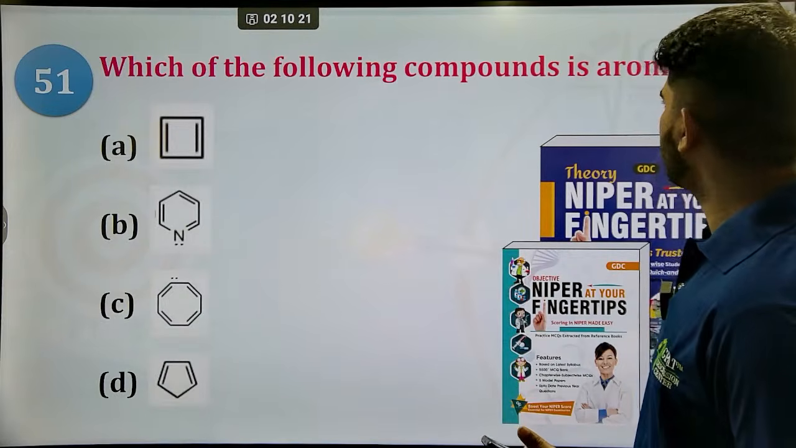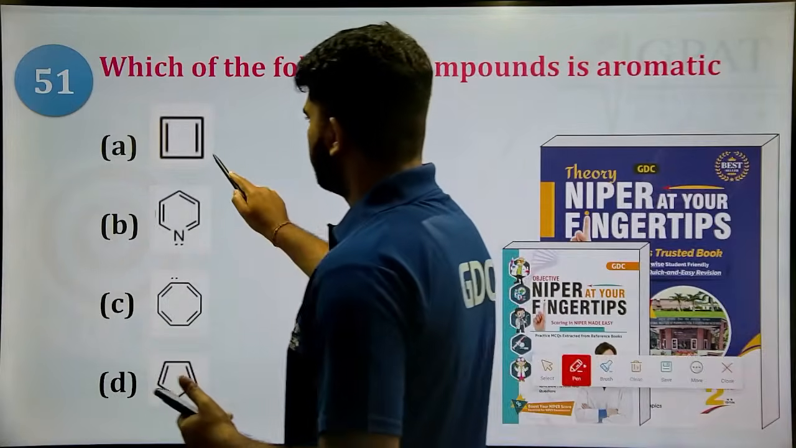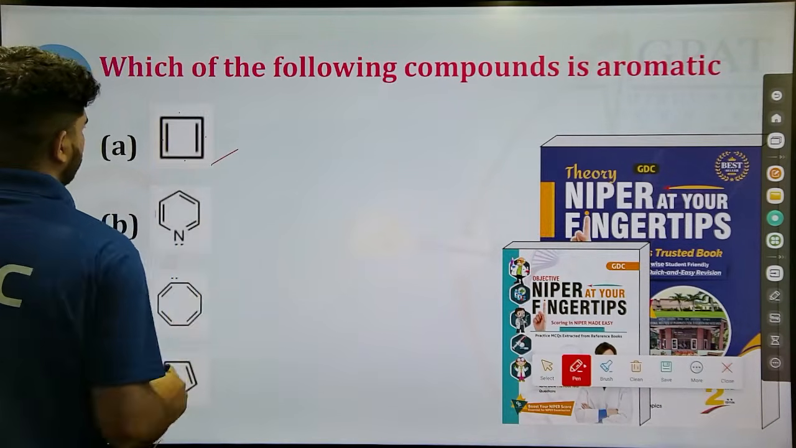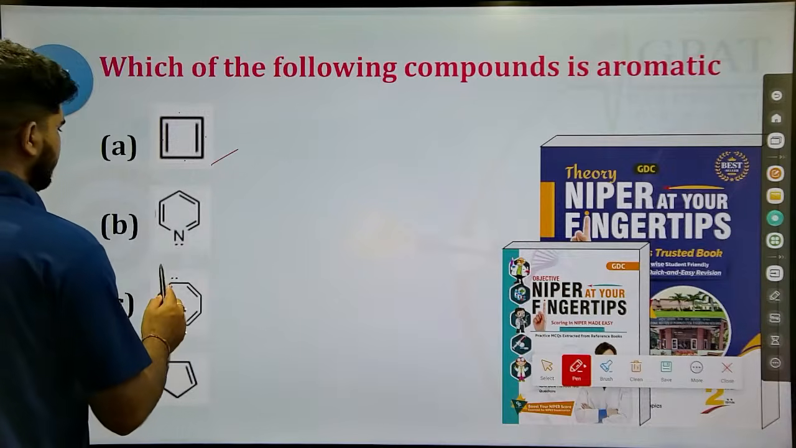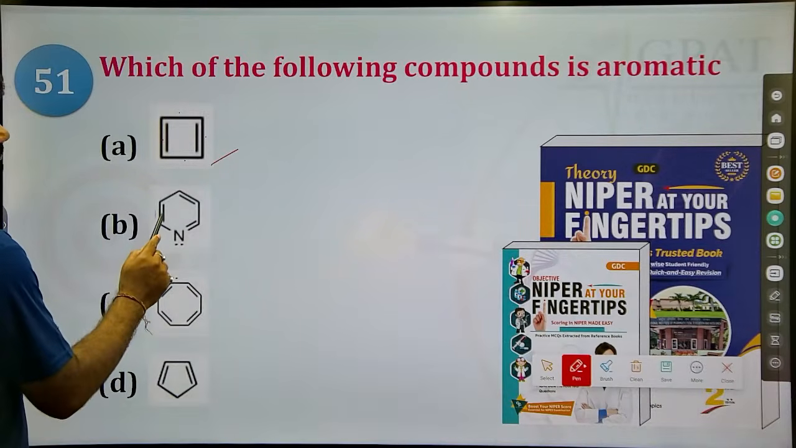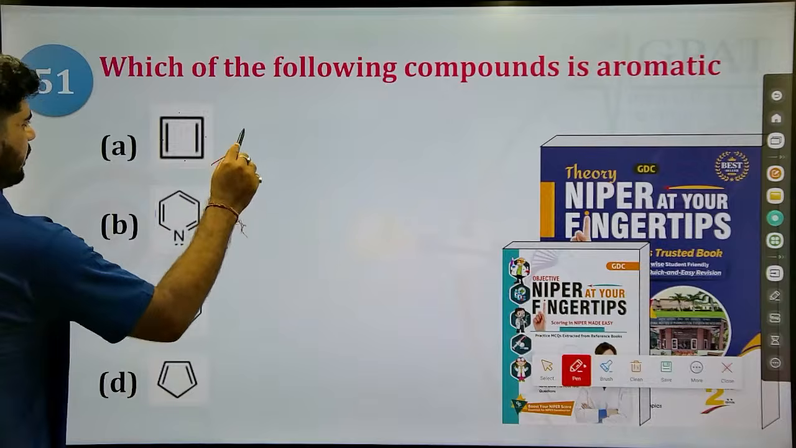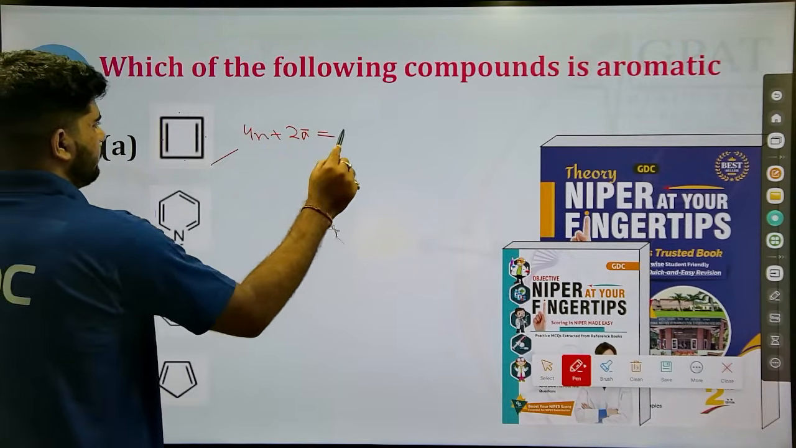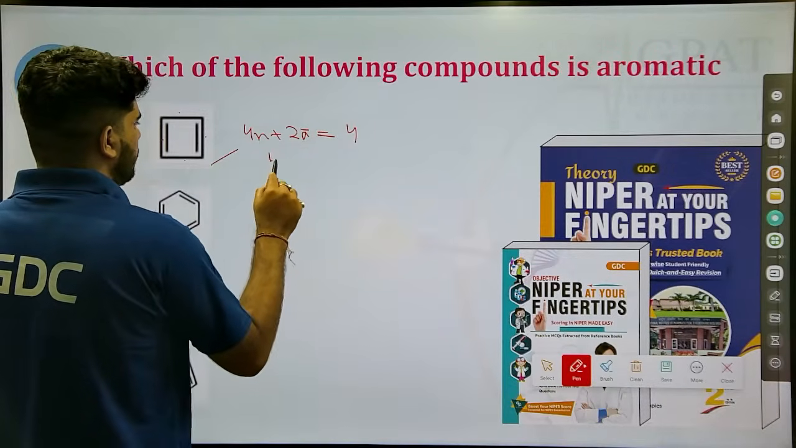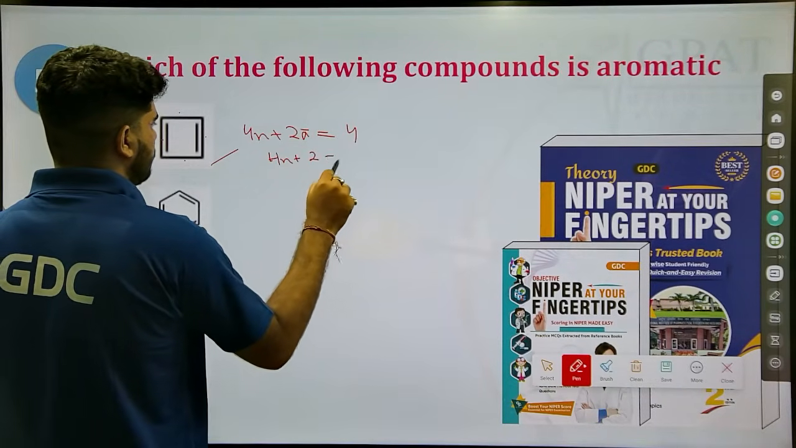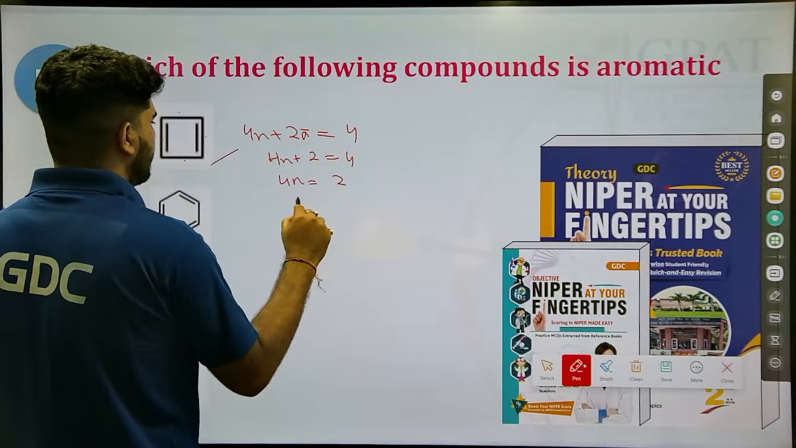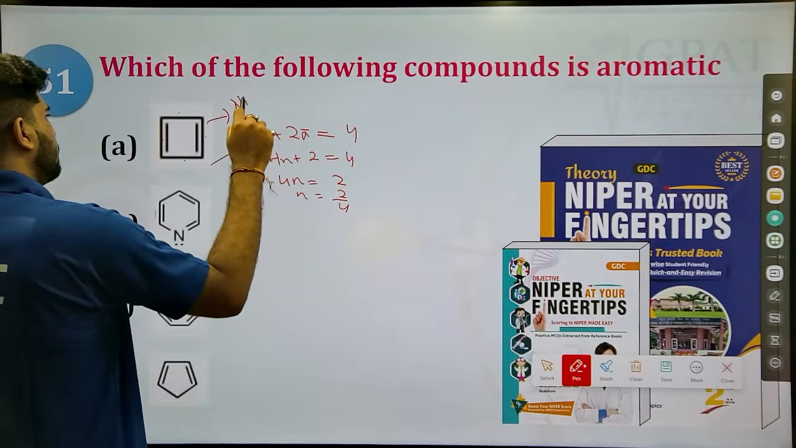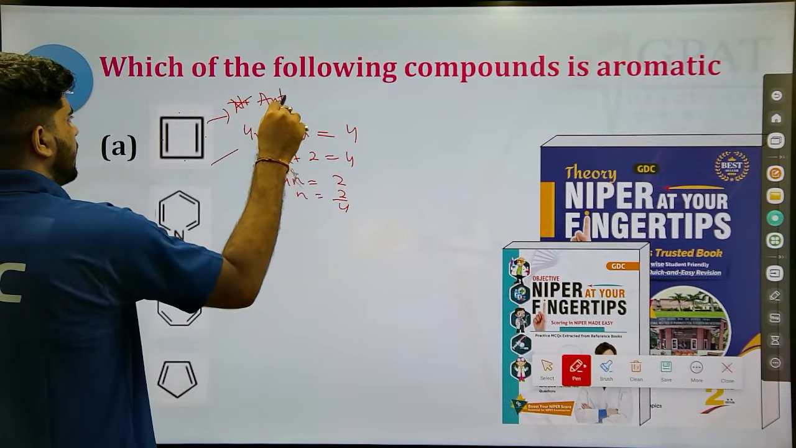Which of the following is aromatic in nature? Pi, sigma, pi, sigma, pi. All right, this is your aromatic. So 4n plus 2 pi electrons. Here 4n plus 2 is equal to 4, so 4n becomes 2 and n is equal to 2 by 4. So these are anti-aromatic, right? This is your anti-aromatic one.